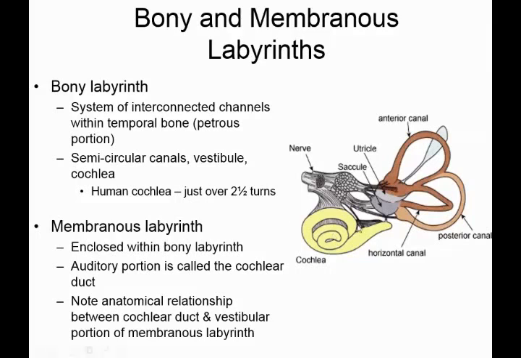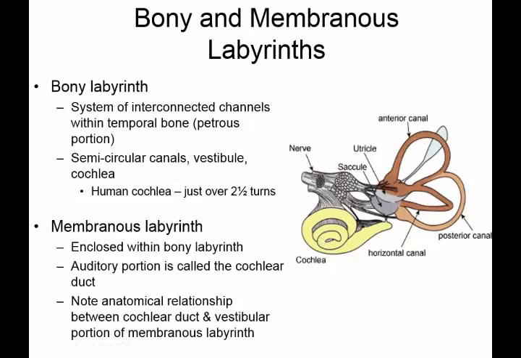Okay, the actual name of the labyrinth is called bony and membranous labyrinth, and you see that the bottom part of it here is the cochlea, and the top half is the membranous labyrinth. About the cochlea we talk at the next hour. Here, let's talk about a little bit of the bony and the membranous labyrinth. It is a system of interconnected channels within the temporal bone. So the whole thing is called temporal bone, the petrous portion. And it consists of the semicircular canals, which are these ones here, and the vestibule, and the cochlea down here.